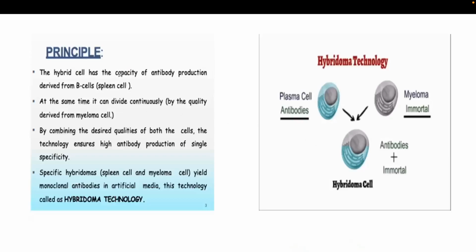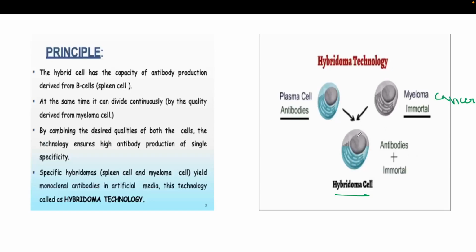So as I told you, the principle of hybridoma technology is that here we take one cell, called the plasma B cell, which produces the antibody, and one myeloma cell, which is a cancerous cell. This cancerous cell is immortal in nature. When we fuse these two cells together, it creates the hybridoma cell or hybrid cell, which has the property of antibody production as well as immortality.